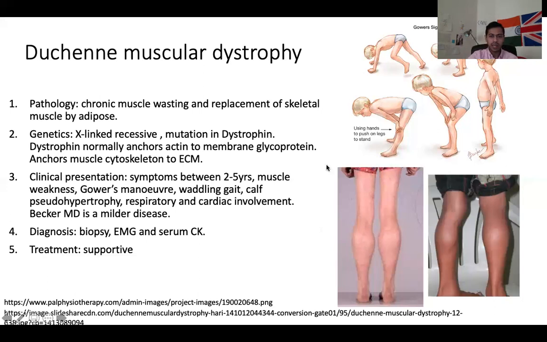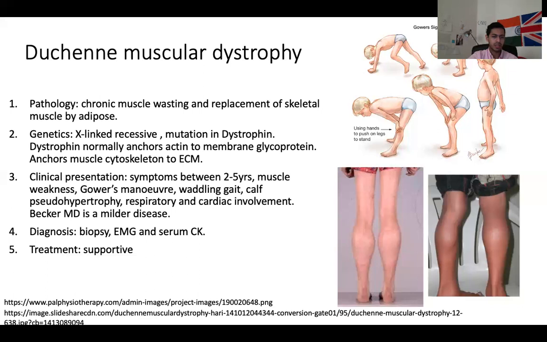There can also be a waddling gait as a result of this muscle wasting and lack of skeletal muscle, and gradually there will be some respiratory and some cardiac involvement. Usually the cardiac involvement causes cardiomyopathies, which can lead to heart failure and arrhythmias. And when there's respiratory involvement, there's usually respiratory muscle weakness, which leads to respiratory failure. In those cases, the prognosis is very poor, and in general, death usually occurs by 20 years of age in those with Duchenne muscular dystrophy.